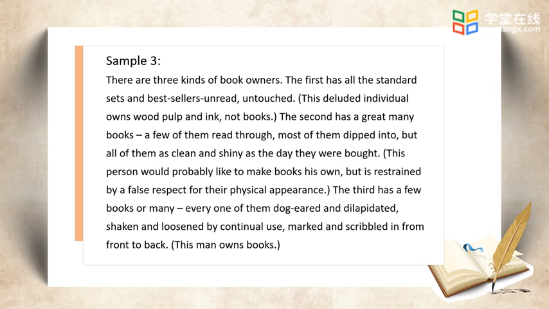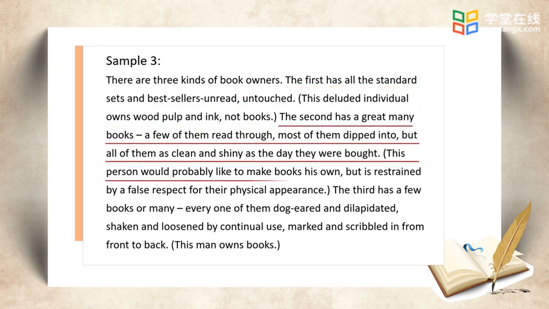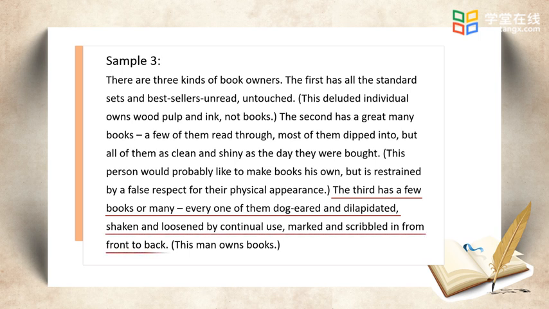According to the author, book owners can be divided into 3 kinds: those who do not read their books, those who carelessly read short sections of their books, and those who read closely and carefully every one of their books. In his opinion, only the 3rd kind can be said to own books.